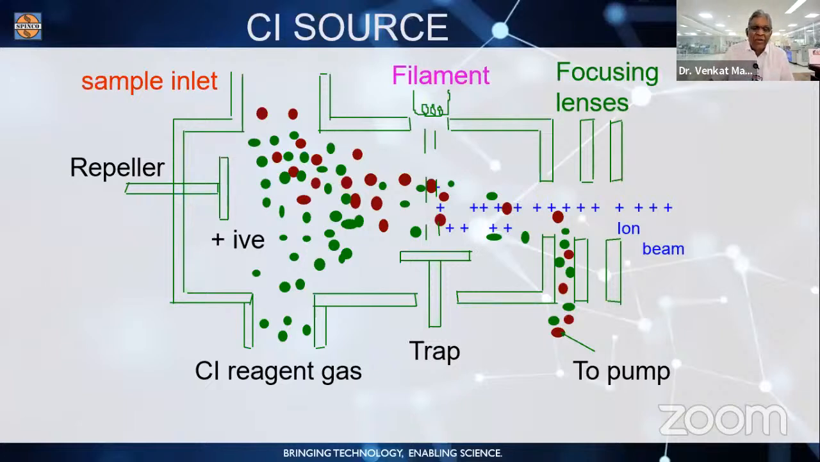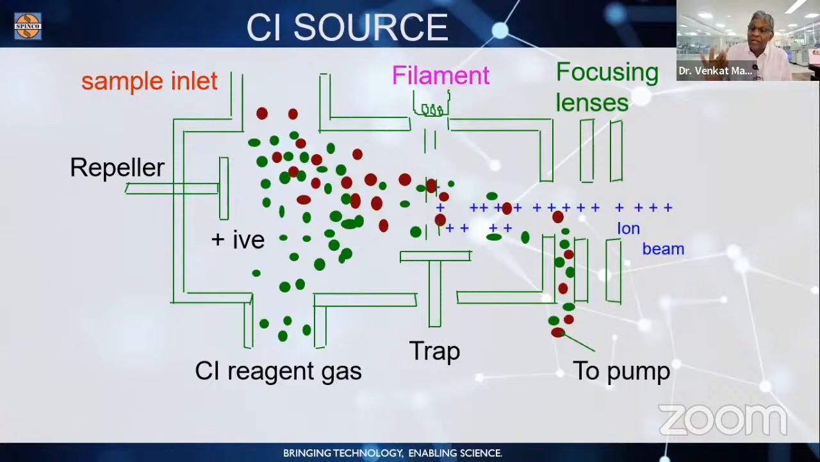See, you introduce a foreign gas, maybe methane, ammonia, or isobutane, along with your compound. The green dot is nothing but, say, methane gas. This is your compound coming, the red dot. Now both encounter the beam of electrons. When both encounter the beam of electrons, the energy of the beam of electrons is shared between your compound as well as the gas that you have introduced, isobutane or methane gas.